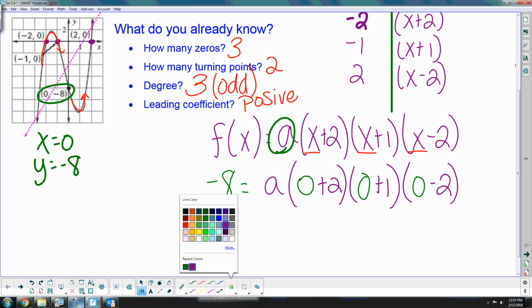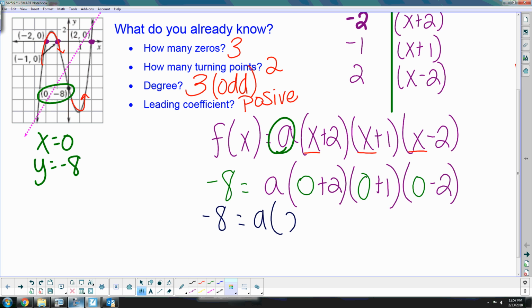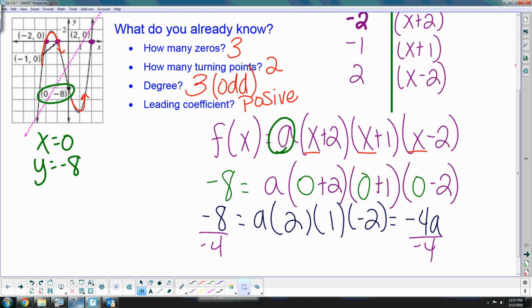So now what we have to do is just simplify. So -8 equals a times 2 times 1 times -2, which is -4a. Then we can divide both sides by -4, and we get a equals 2.